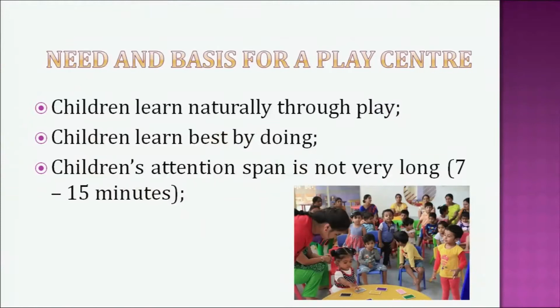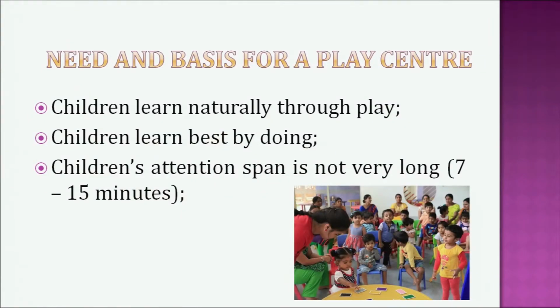There are certain unique characteristics of the learning process of 2 to 5-year-olds that demand a play center. These characteristics are, for example, the children learn naturally through play because this is the tendency of the child. If you force the child to learn something, the child will not learn. But if the child is allowed to learn through play, the child will have a better understanding.